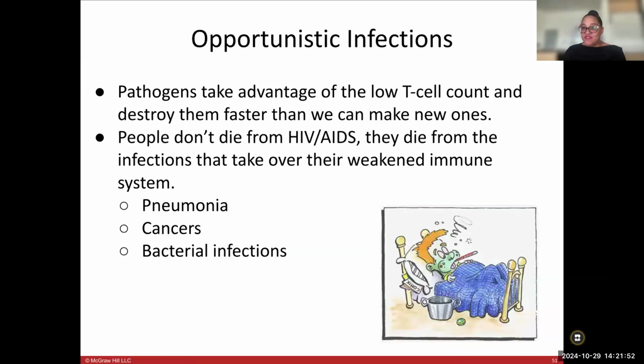And then opportunistic infections. Pathogens take advantage of the low T cell count and destroy them faster than we can make new ones. People don't actually die from HIV or AIDS. They die from the infections that take over their weakened immune systems. Often it's either pneumonia, cancer, or a bacterial infection.